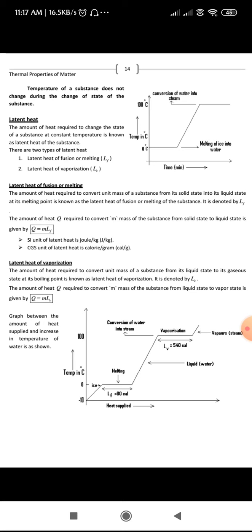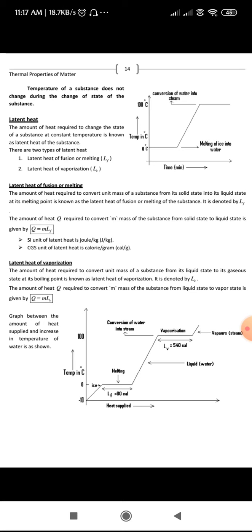So next, coming to the latent heat of vaporization. The amount of heat required to convert unit mass of a substance from its liquid state to its gaseous state at its boiling point is known as latent heat of vaporization. It is denoted by L subscript V. So the amount of heat required to convert a unit mass of a substance from liquid to gas at its boiling point is known as latent heat of vaporization.